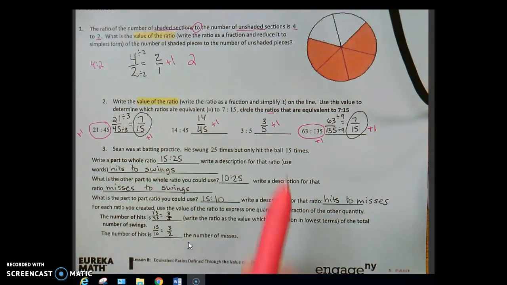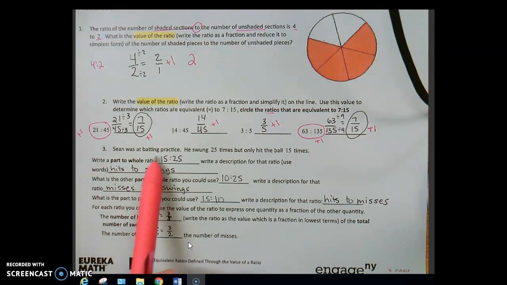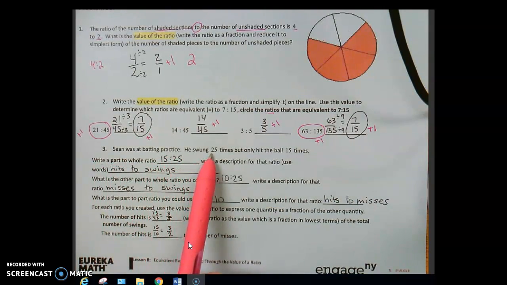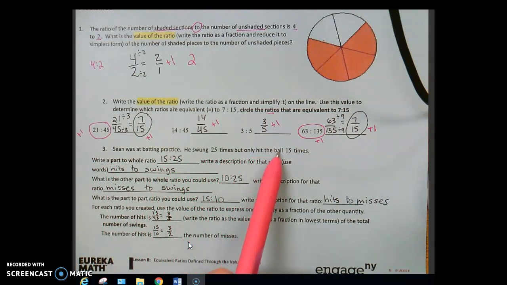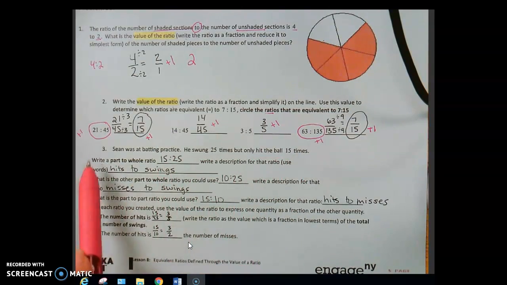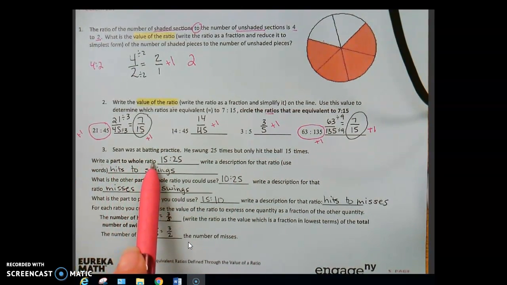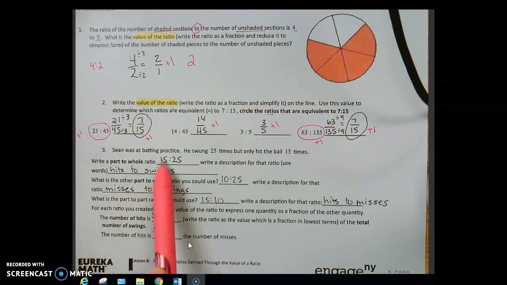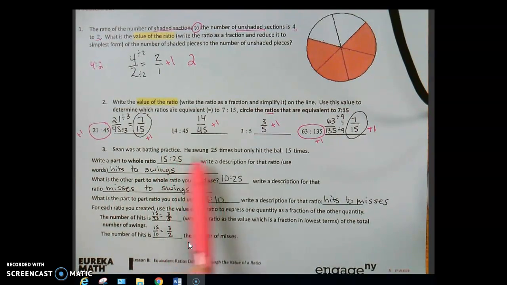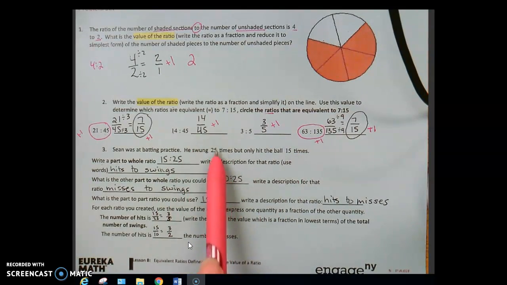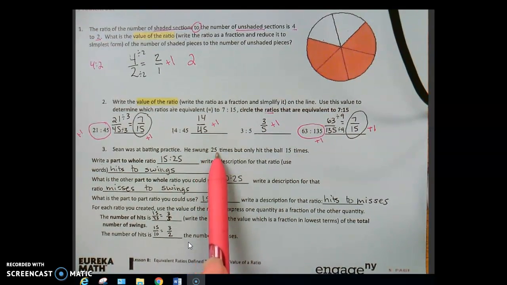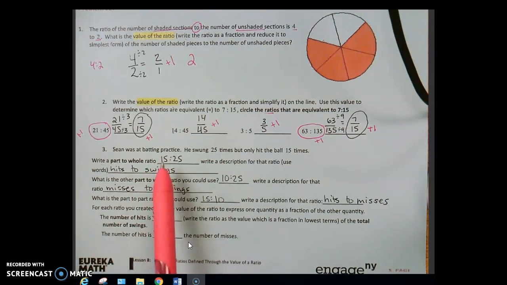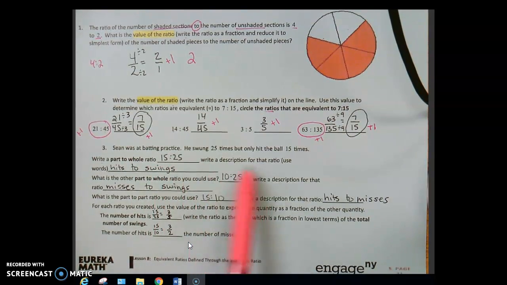Okay. So now, number 3, Sean was at batting practice. He swung 25 times, but only hit the ball 15 times. Write a part to whole ratio. So for this one, I did 15 to 25 because part of those swings he hit. All of them are how many times he swung. That's the total.